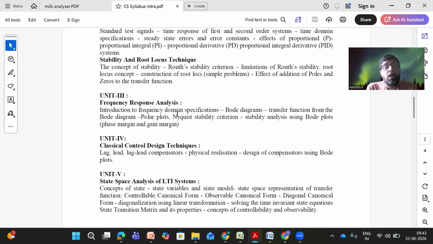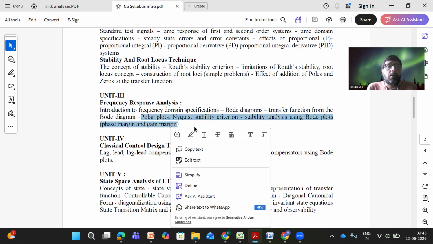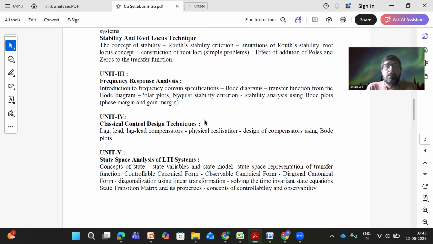As I was saying, quantitative study of stability can be done by frequency response analysis. So we need to know what is frequency response and what are the frequency domain specifications, as done in the time domain specifications. We need to know about the Bode plot, how to draw a Bode plot. Next, we know about the polar plot, Nyquist plot, and stability analysis using the Bode plot.